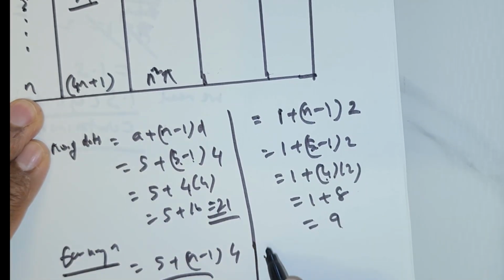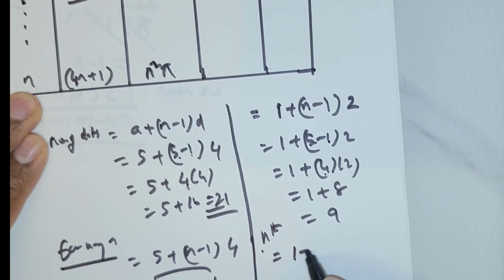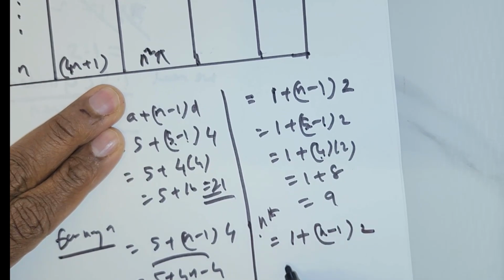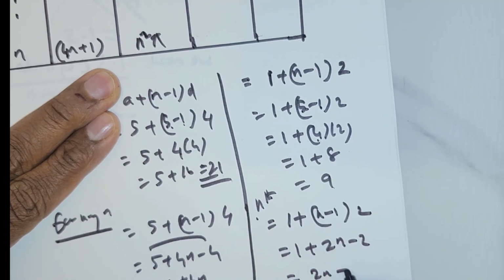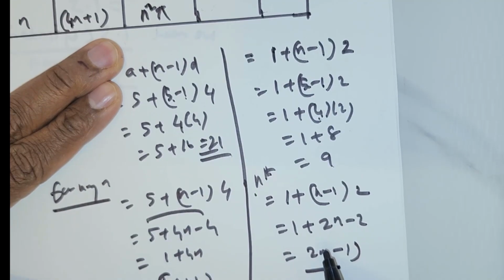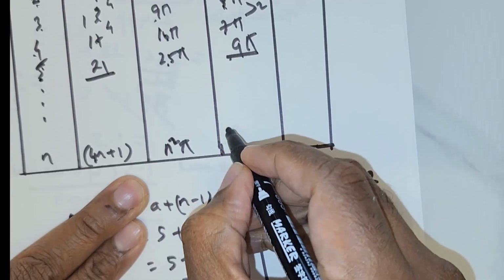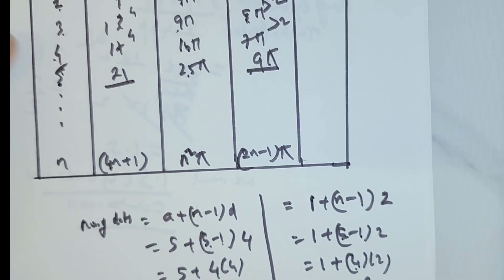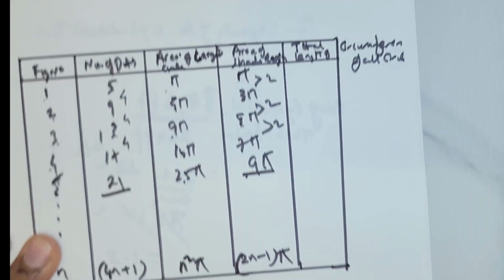So just go here. For the nth term, it's going to be 1 plus (n minus 1) times the common difference, which is 2. This is 1 plus 2n minus 2, which is nothing but 2n minus 1. Okay, I hope you're watching it. So if you had to substitute, the value is going to be (2n minus 1) times pi. Okay, fair enough. That's the completion of this question.